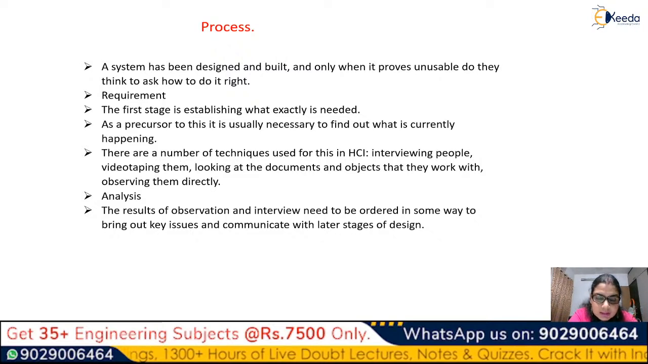So the first stage is establishing what exactly is needed. So there is a market survey, through research or through online sources. A market survey is done for every product, from cosmetics to toys; everyone does market research.